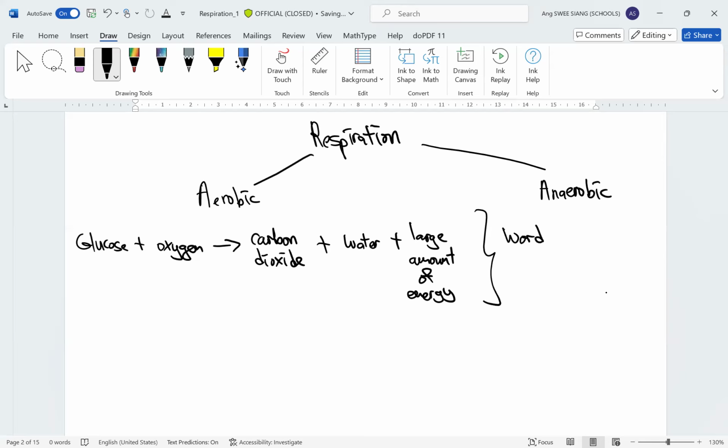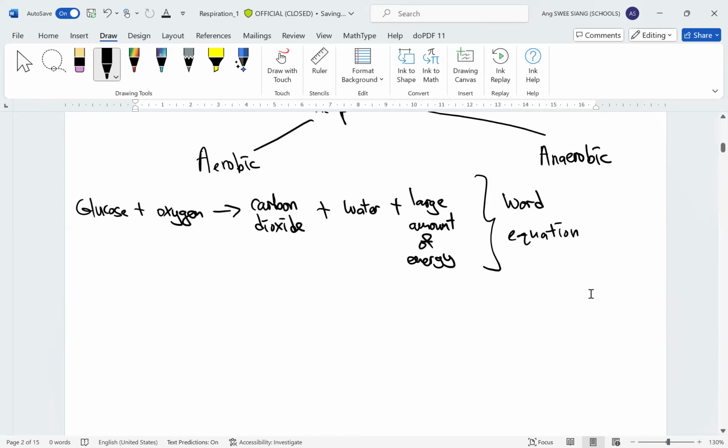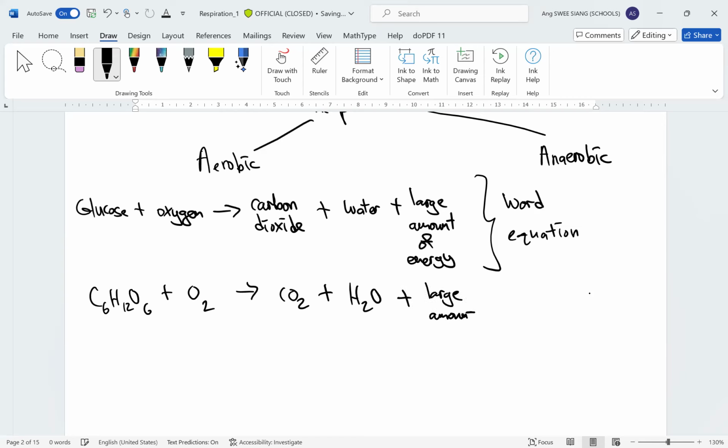Now, because you're a G3 student, you need to know the chemical equation. You may have learned how to write chemical equations in chemistry already, and I'm still very sure that you are doing better in chemistry than bio. So you need to know the chemical equation also. C6H12O6 plus O2 gives CO2, H2O, and a large amount of energy. Okay, this is the chemical equation.